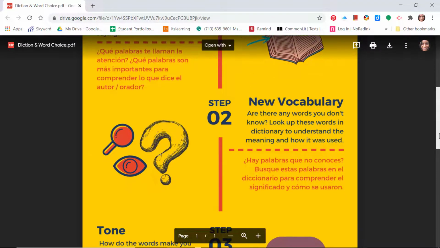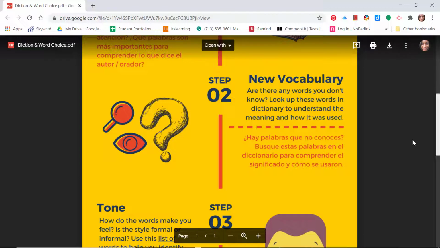The next step is to determine if there are any words that you don't know. Words that you don't know can still be very important and influence the main message, and it's important to look these words up in the dictionary. Identify new vocabulary words, write them down, and look them up in the dictionary to understand what those words mean and how the author used them.